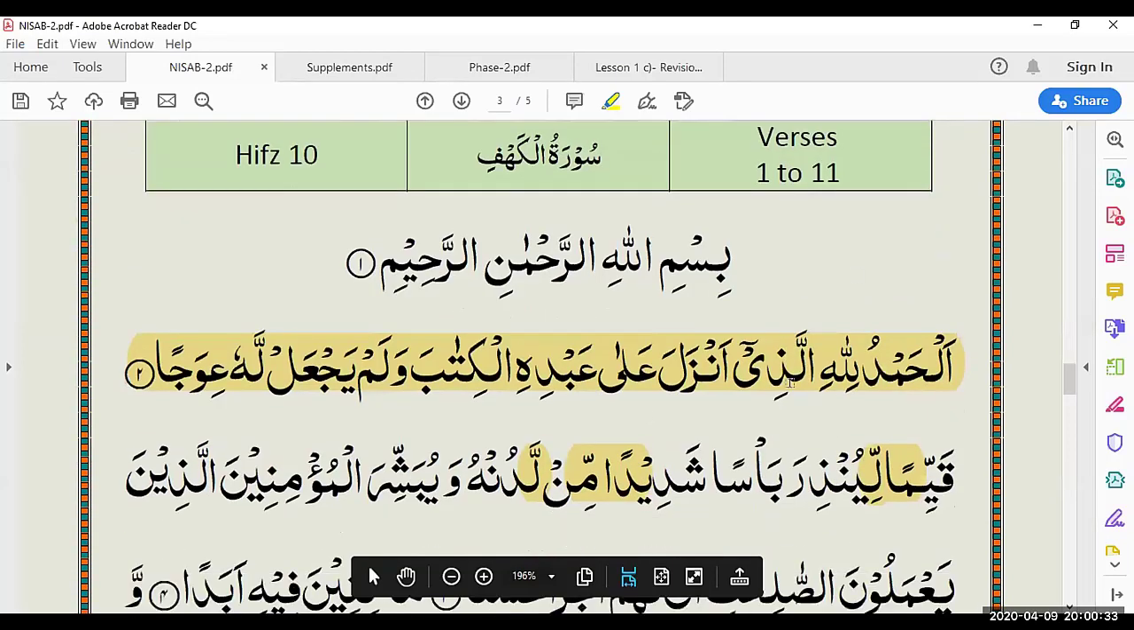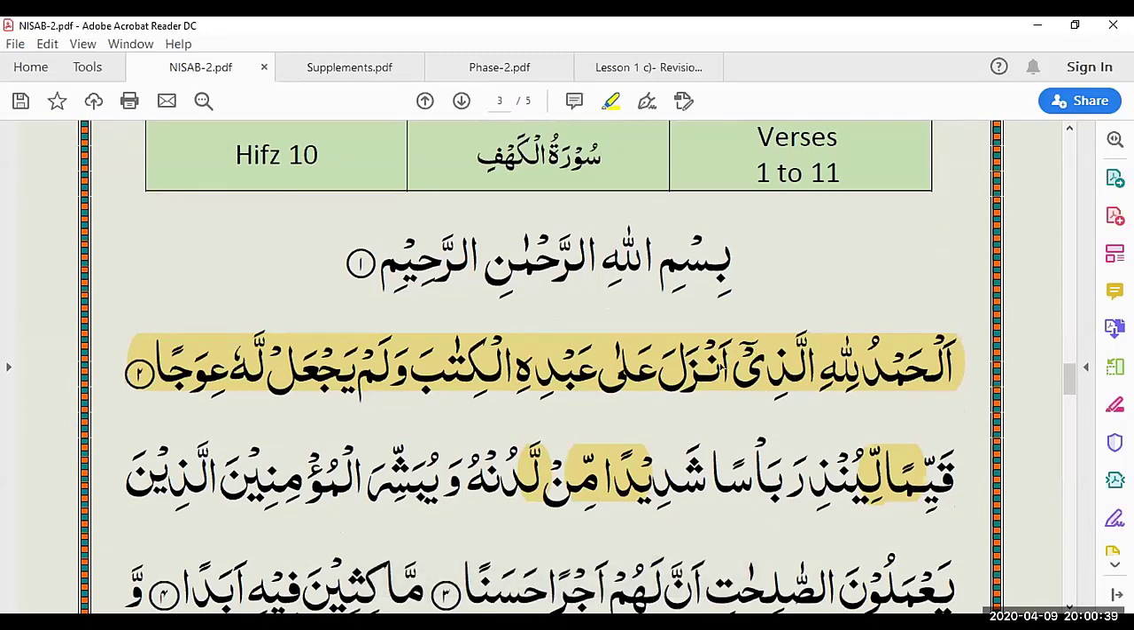Just quickly, I'll tell you one more thing: we have mad saghir on top, so we have to prolong it for 3 to 4 seconds, okay? And you didn't do that. Another thing is that at one point you were short of breath. So yeah, kitab. So abdihil kitaba. When you reached here, you were short of breath. You said abdihil kitaba, and then you continued from walam yaj'al.